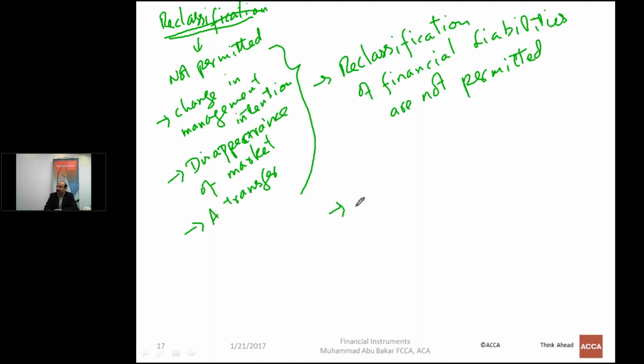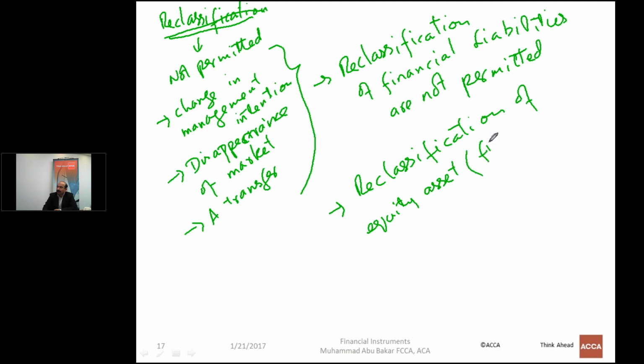And further, reclassification of equity assets. Equity asset, which is a financial asset, because we know that a financial asset could be a debt asset or an equity asset. We are talking about equity assets. Reclassification of equity assets is also not permitted.